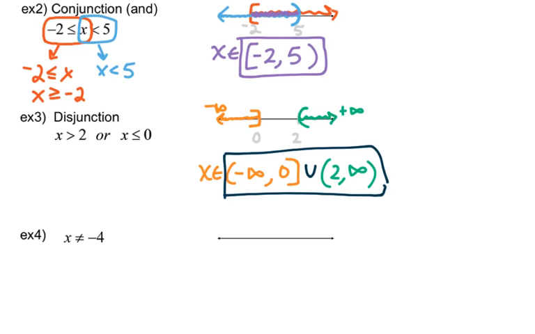And then our last example here, example 4, we're given the inequality x is not equal to -4. We have to think about what it means for something to be not equal. Well, if it's not equal to -4, that means x is less than -4 or x is greater than -4.